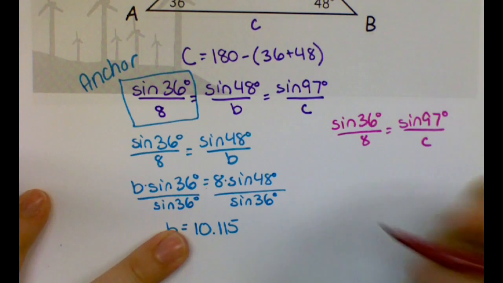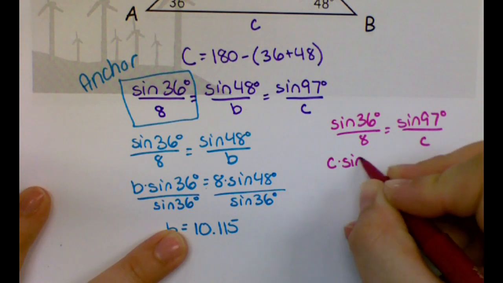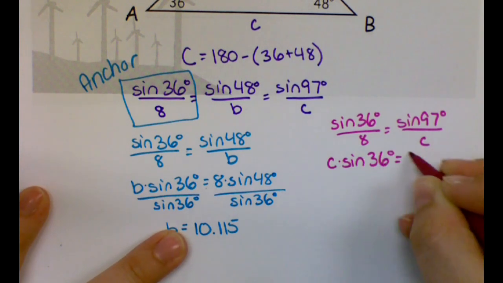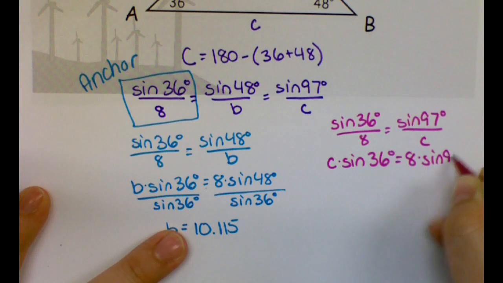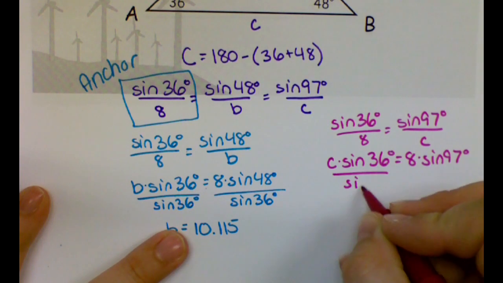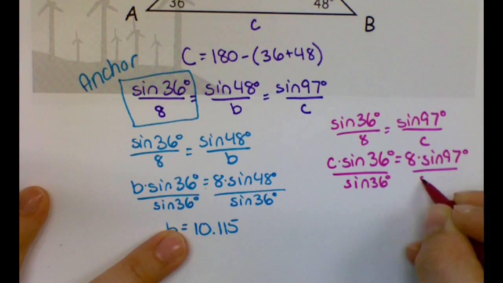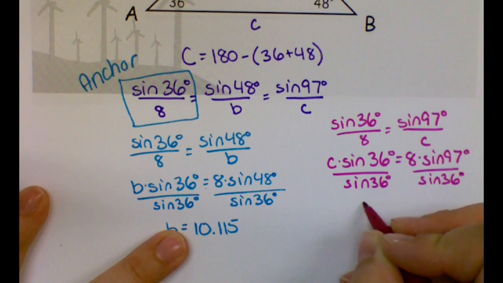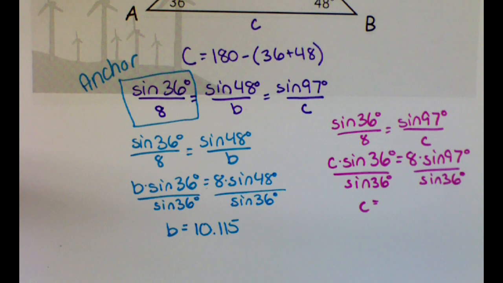Different things like that could throw our answer off. So now we just cross multiply and divide again. c times the sine of 36 degrees equals 8 times the sine of 97 degrees. Divide by the sine of 36 degrees. And we get that c equals 13.509.